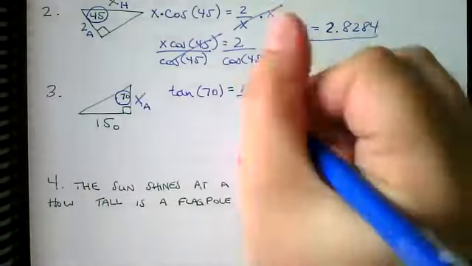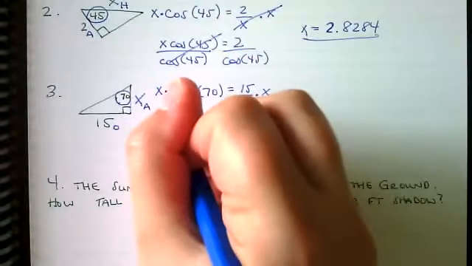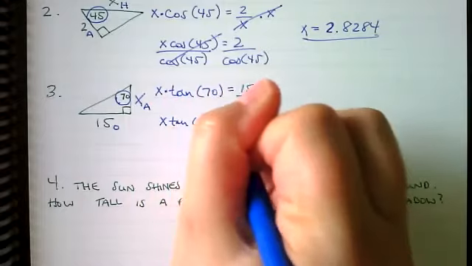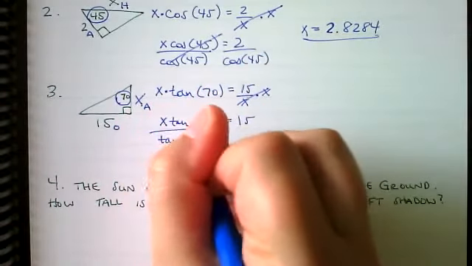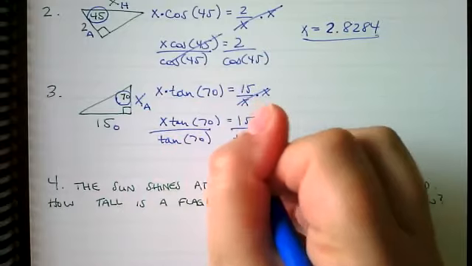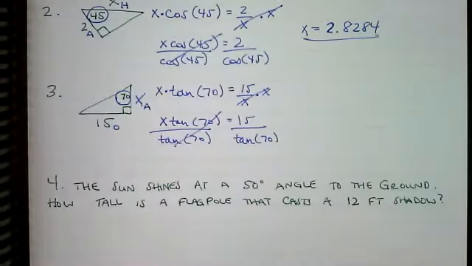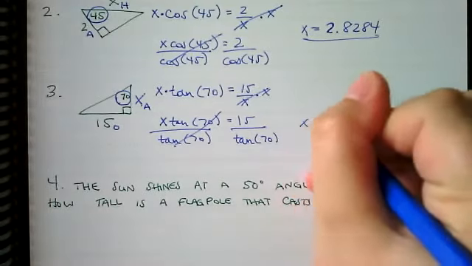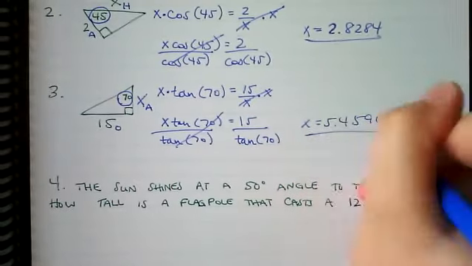So then again, multiply both sides by x. And then we get x tangent of 70 equals 15. Divide both sides by tangent of 70. Plug into your calculator, 15 divided by the tangent of 70. And we should get 5.4596, because we're rounding there.